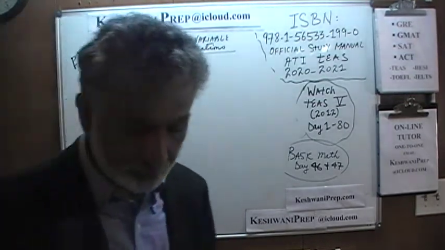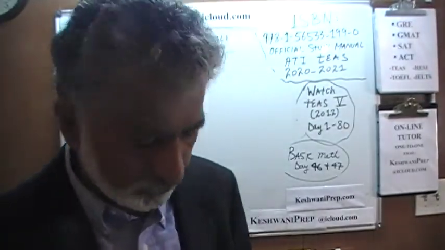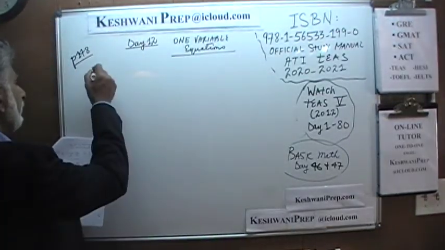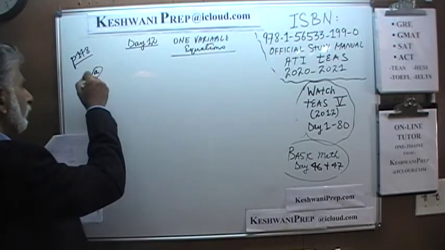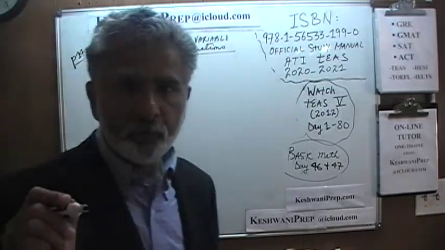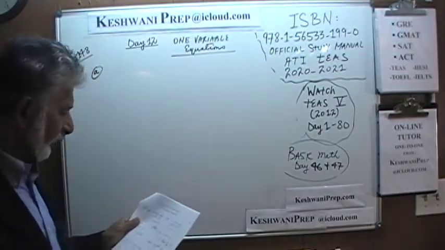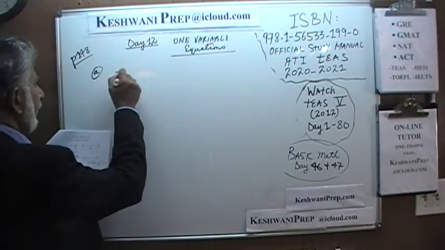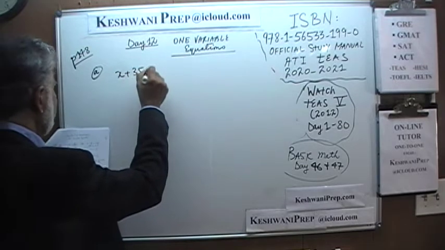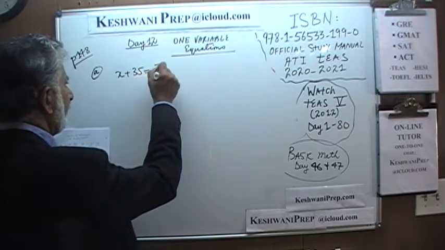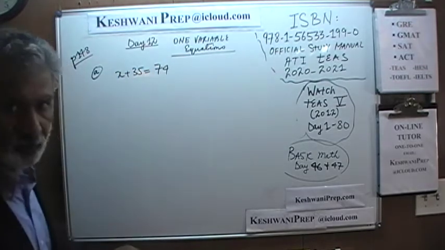Let's take a look at them. There are five very simple, very straightforward examples on page number 148 and 149. Here's the first one. In the book, they do not enumerate them as A, B, C, D, E, but I'm going to do that. Let's give them names so it's easier to keep track of. First one, A, it says x plus 35 is equal to 74. And the question simply is, what's the value of x?